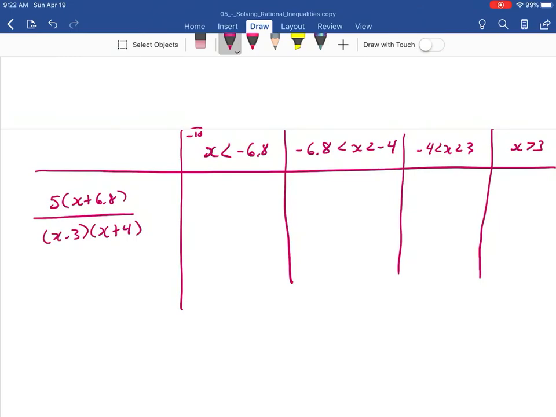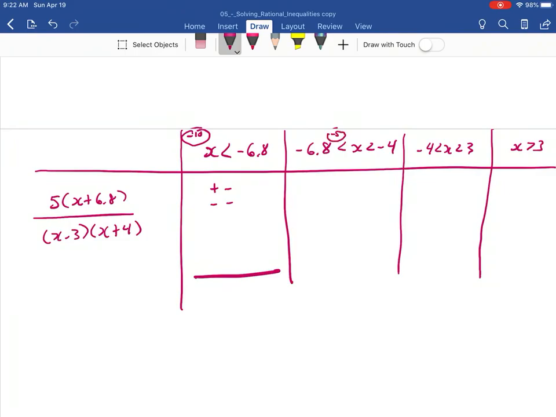So now you choose a representative in each of these sections. For instance, in this section, I'm going to choose negative 10. And negative 10 on the top, 5 will be positive. Negative 10 plus 6.8, that'll be negative. The denominator will have negative 10 minus 3, which is negative. Negative 10 plus 4, which is negative. And you put all those things together, this section will be negative. You see how I use the little small positives and negatives to do my thinking, but then I draw a giant negative there to let myself know what happened in this section.